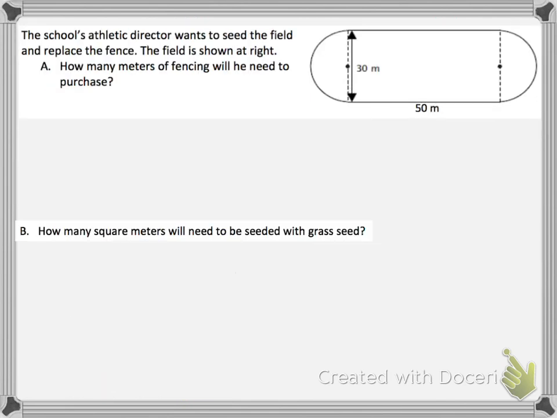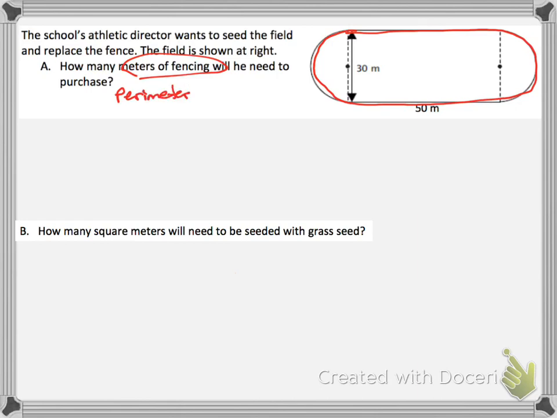Okay, here's an example of a word problem. Let's zip through this real quick. The school's athletic director wants to seed the field and replace the fence. The field is shown at the right. How many meters of fencing? If I am talking about meters of fencing, that's going to go around, and so this is going to be perimeter.